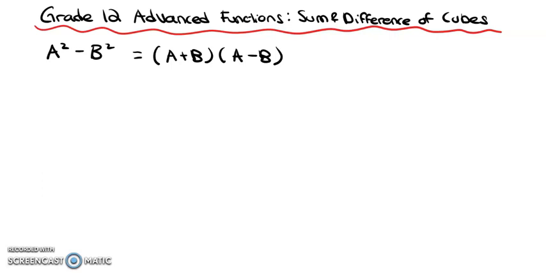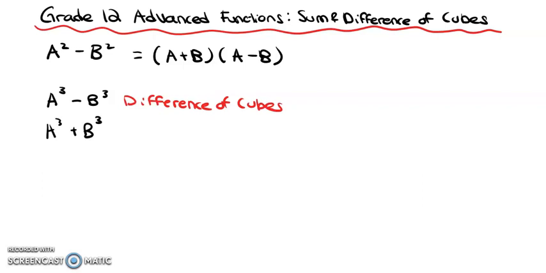So when we have the sum or difference of cubes, we have something very similar in that we have a cubed minus b cubed, and this is for the difference of cubes. And then we also have a cubed plus b cubed, and this is for the sum of cubes.